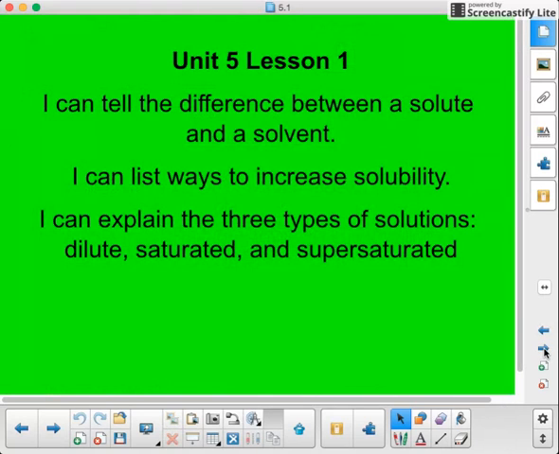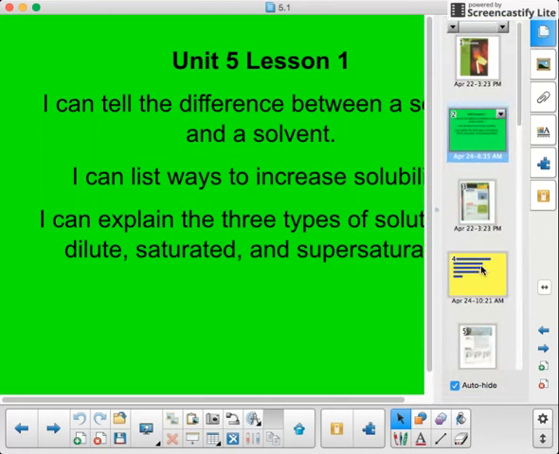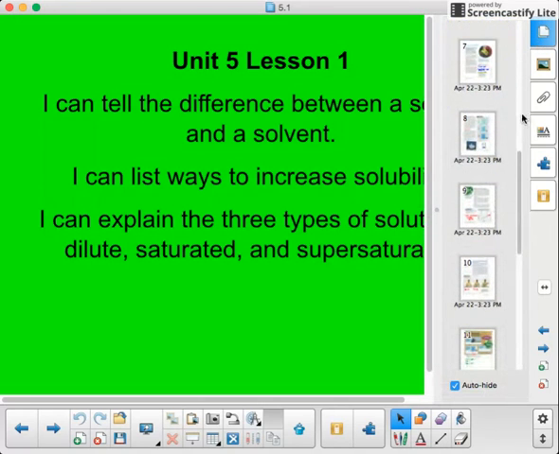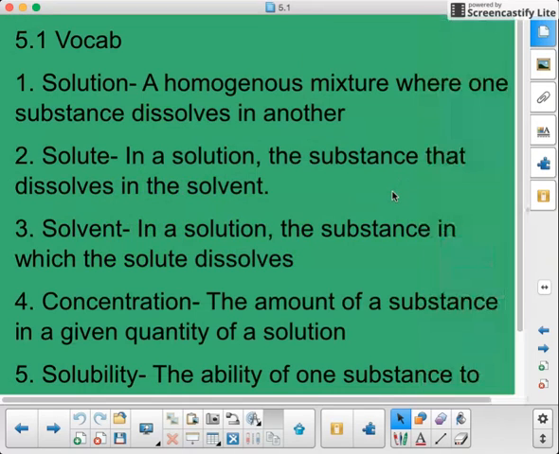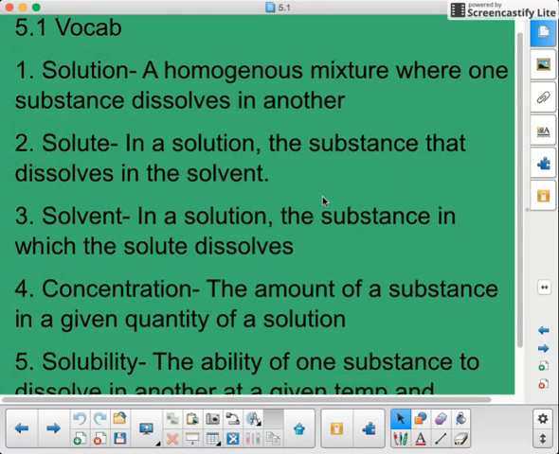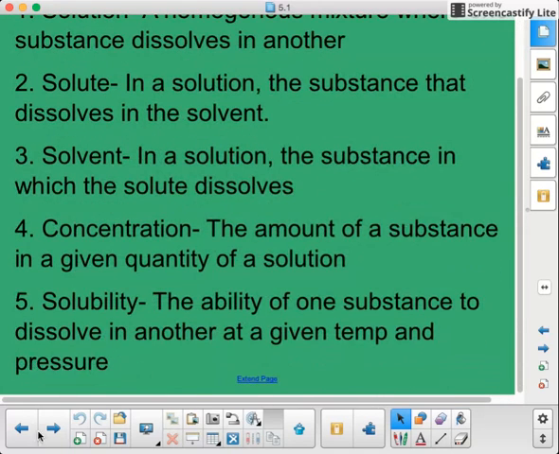There are 3 learning targets in this lesson. The first is I can tell the difference between a solute and a solvent. The second is I can list ways to increase solubility. And the third is I can explain the 3 types of solutions: dilute, saturated, and supersaturated. There are 5 vocab words in this lesson. The words are solution, solute, solvent, concentration, and solubility.